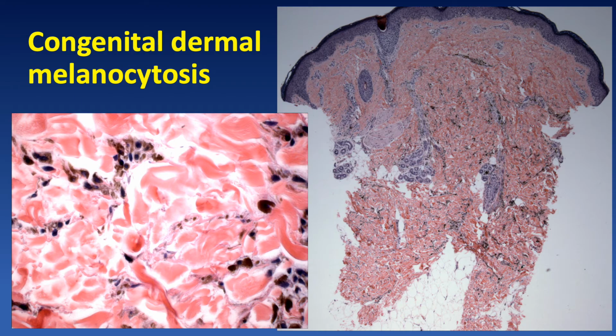In this example, we can see an appearance that looks kind of like a common blue nevus, but the lesion is larger and the pigmented cells are distributed a little bit more diffusely and sparsely, going to the edges of the biopsy compared to a small common blue nevus.